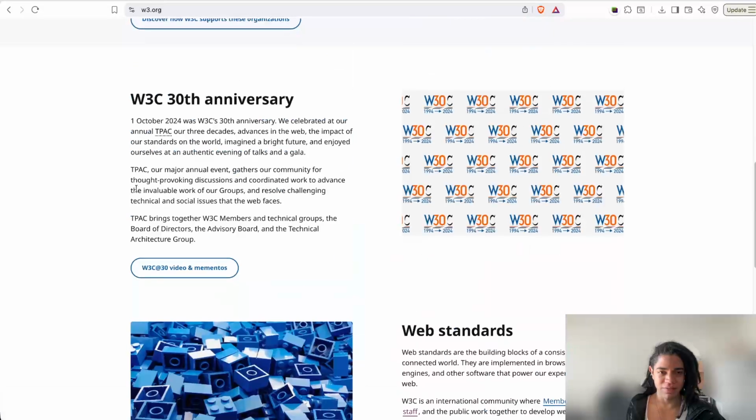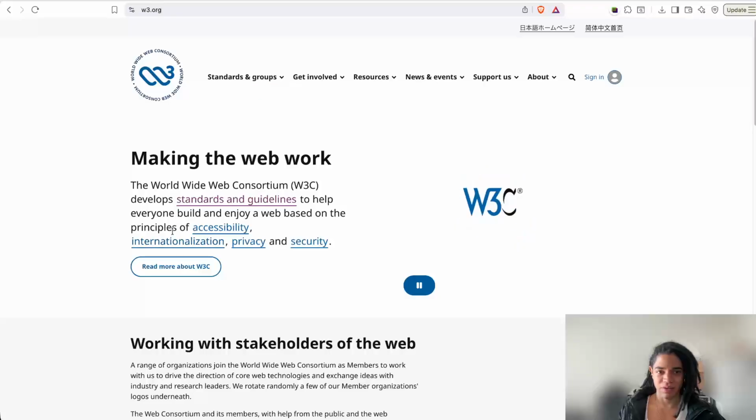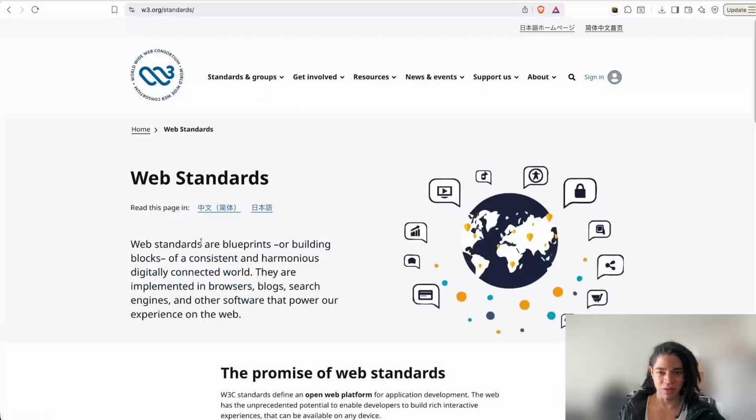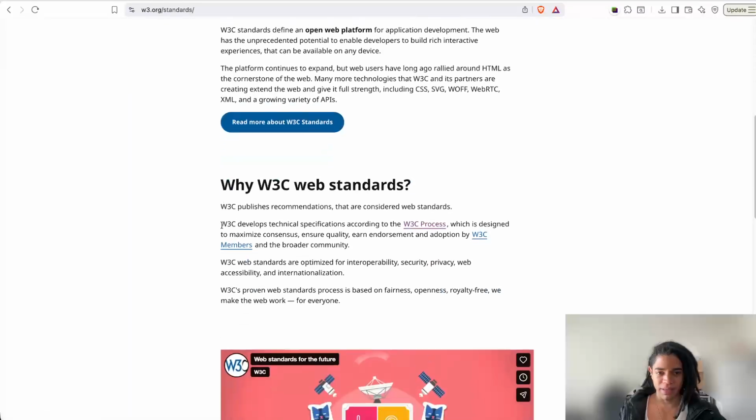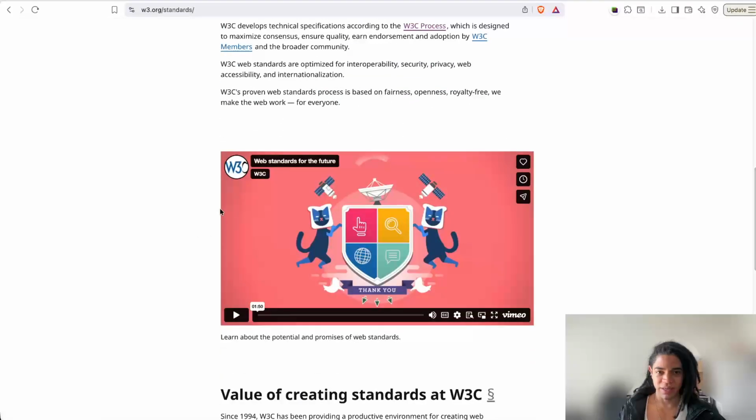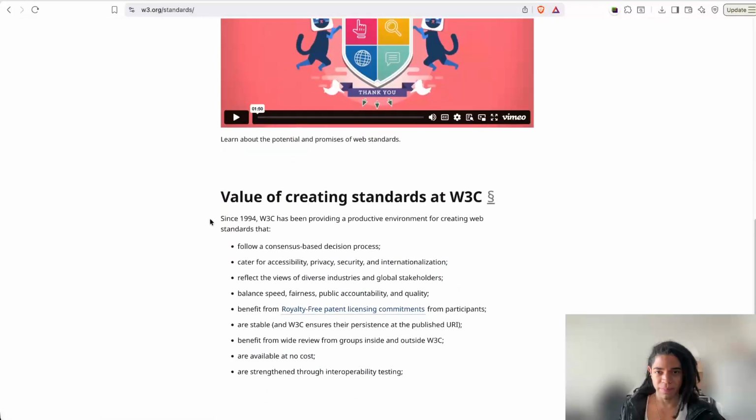Because they're developing all of these standards, web standards are blueprints or building blocks of a consistent and harmonious digital connected world. They are implemented in browsers, blogs, search engines, and other software that power our experience on the web. So yeah, web standards for the future.